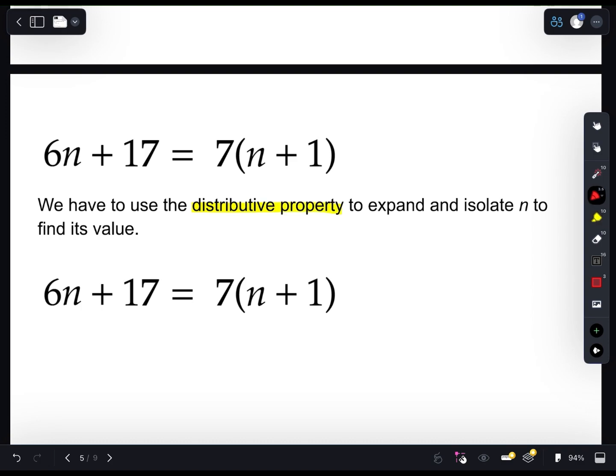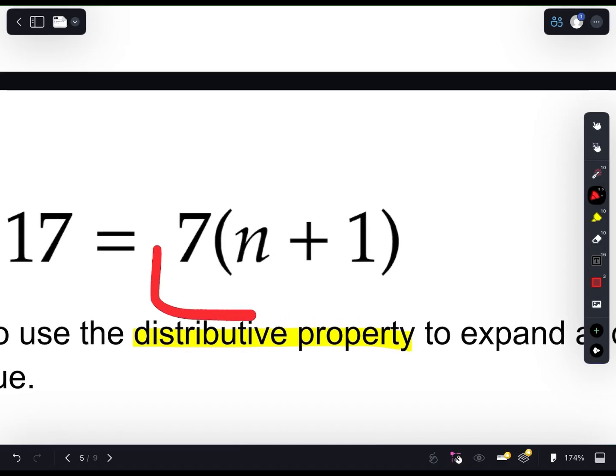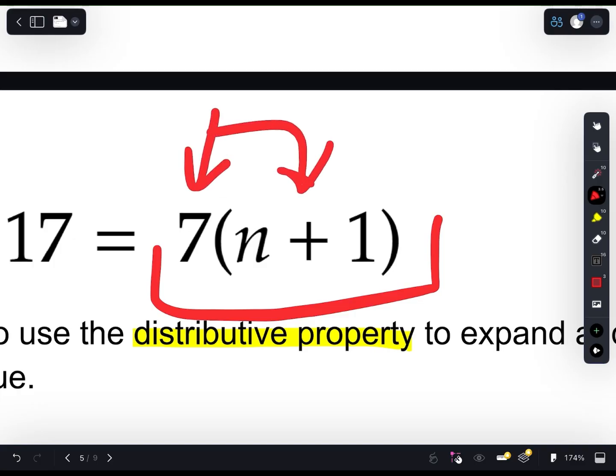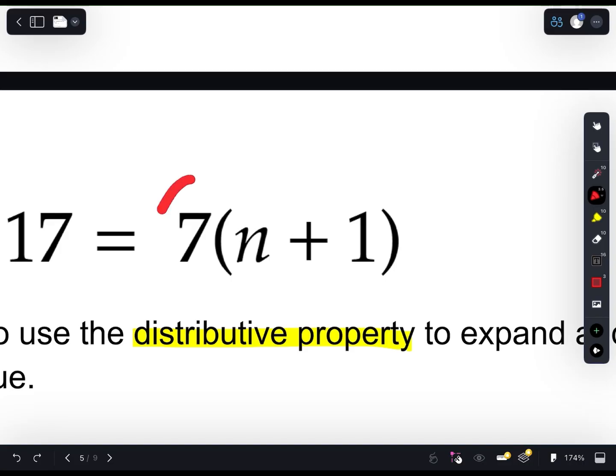What that means, distributive property is just when you have some math with brackets, and you have a number that is outside the brackets and you have stuff inside the brackets. So you just need to use the distributive property to get rid of the brackets, to simplify things. How do you do that? You take this number outside and you just do this.